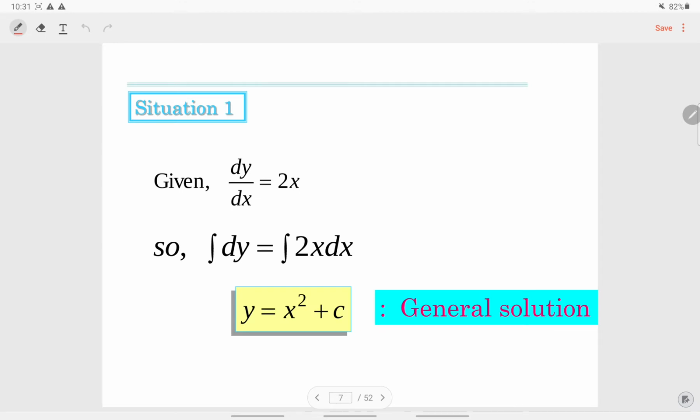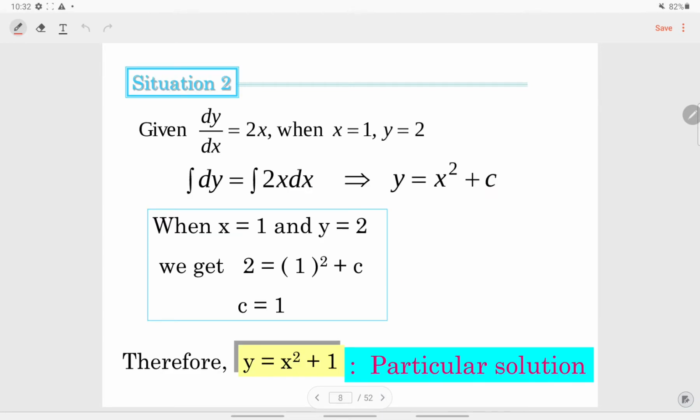For situation 1, we look here, dy over dx equal to 2x, and then we integrate dy and bring dx up here. Integrate dy, we will get y, and then integrate 2x, we will get 2x squared over 2, can cancel out, plus c. This is the general solution, which is we don't know yet the value of the constant.